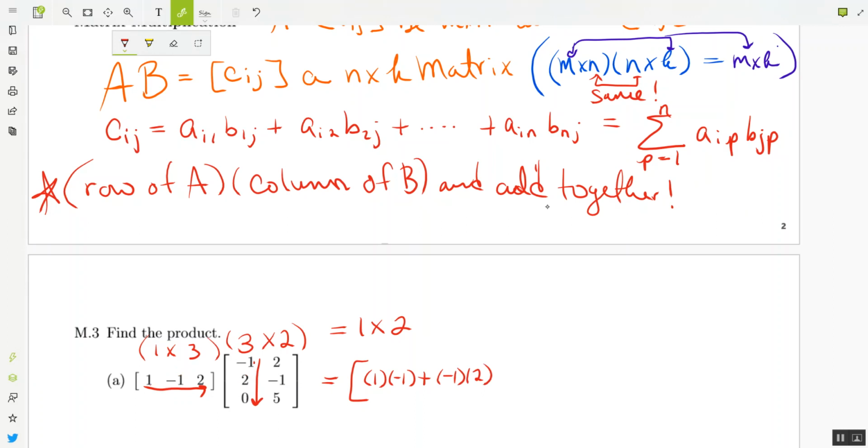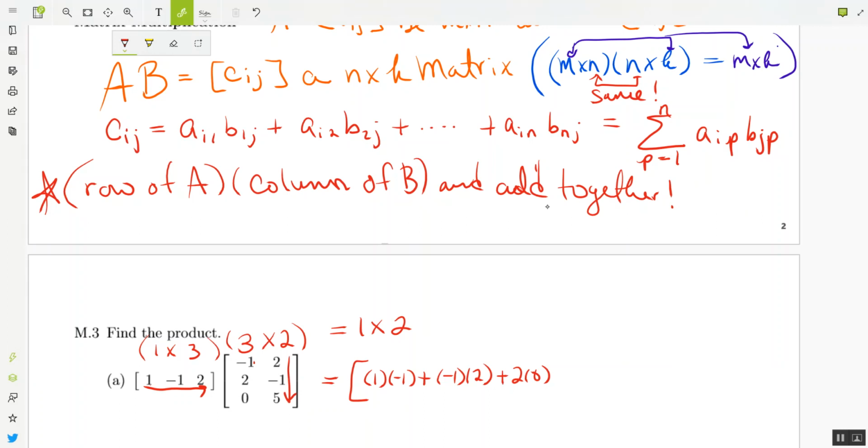And then the next one, 2 times 0. And that's our first one. All right, so as you think about this, row 1 times column 1 makes 1, 1. So in making our next entry, row 1 times column 2 will make row 1, column 2. So I'm going to go down this column.